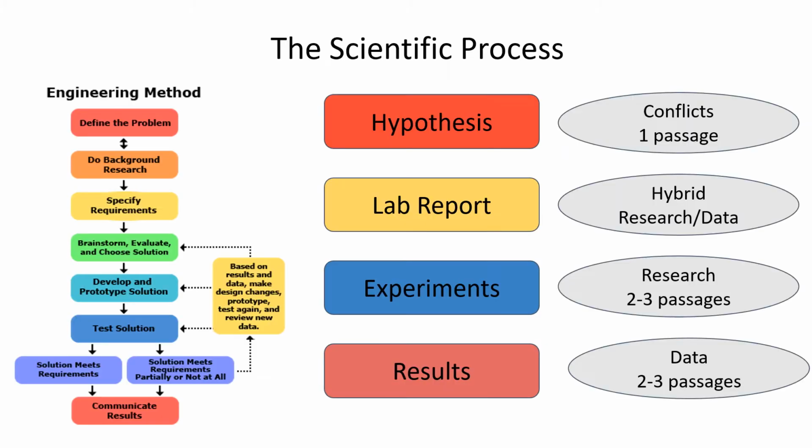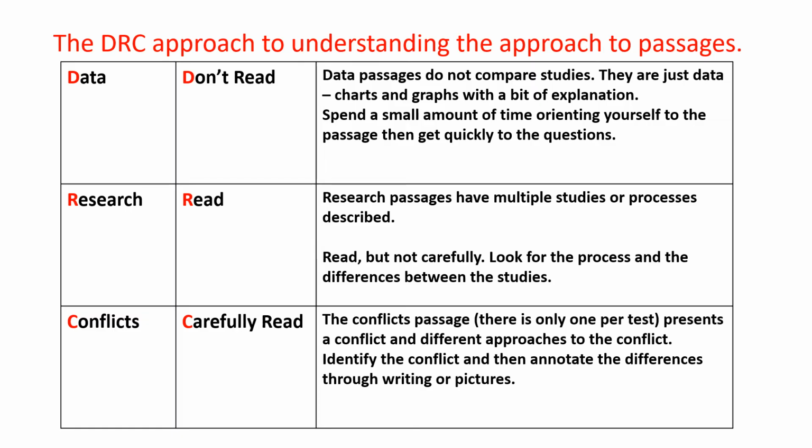So we are on passage 2, it's a research passage. We're in test 61C. There are 2 to 3 research passages on the entire test. This is the process of going about analyzing data. So let's remember our DRC approach.